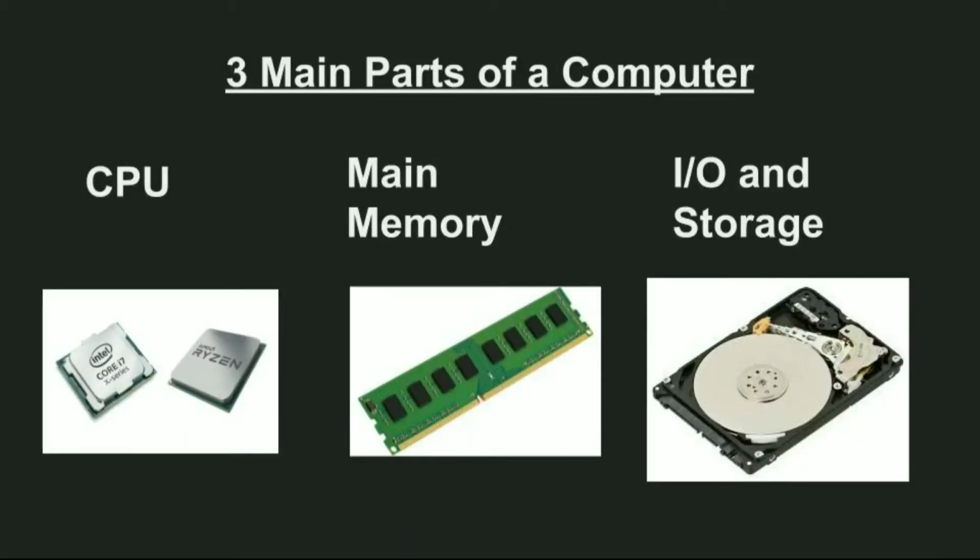There are three main parts that make up a computer. In reality, it's a little bit more complicated than this. However, this is important to understanding the basic operation of a computer. The three main parts that make up a computer are the CPU, or central processing unit, main memory, and I/O storage devices.